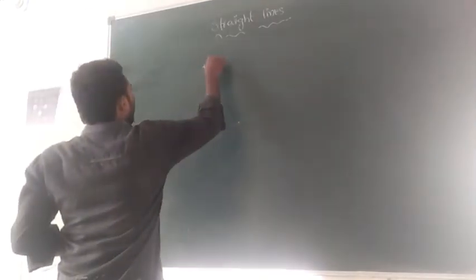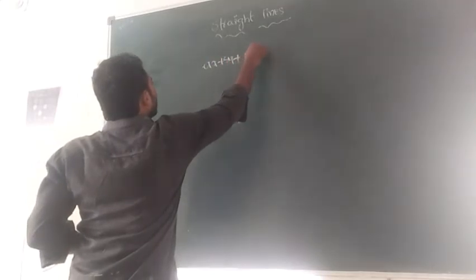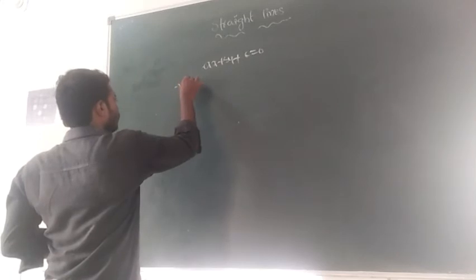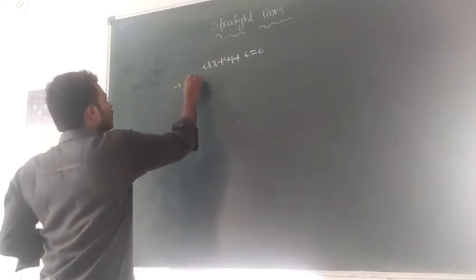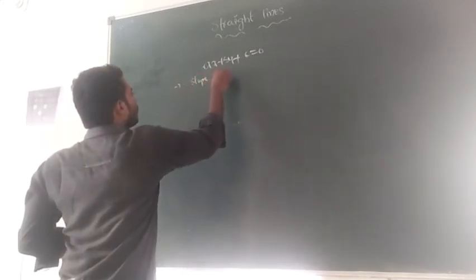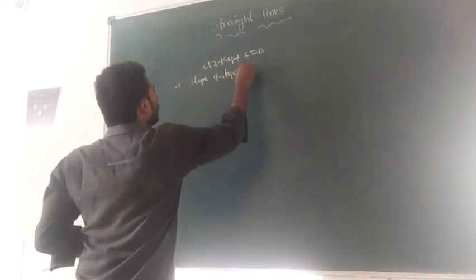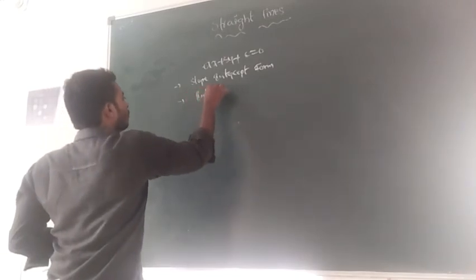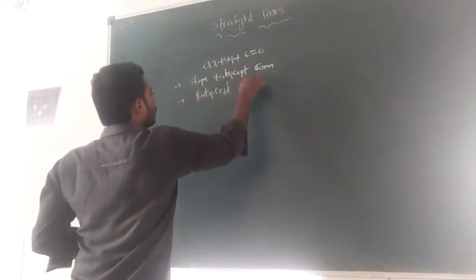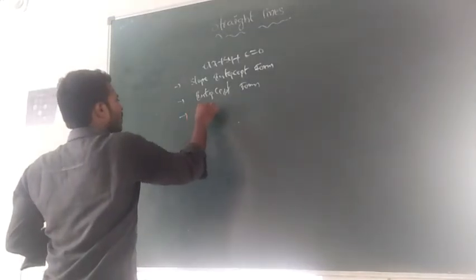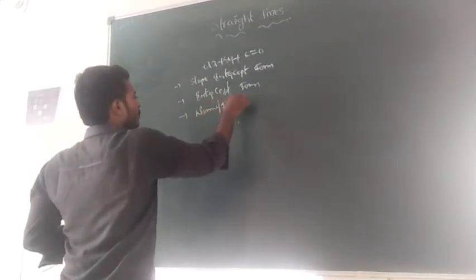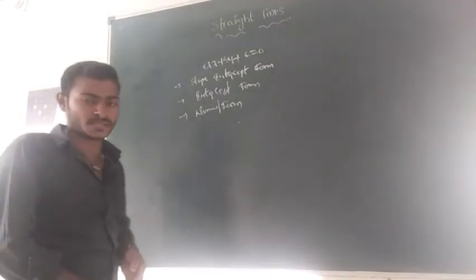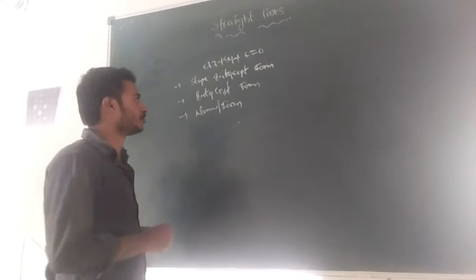ax plus by plus c equal to 0, any straight line. It converts into the slope intercept form, the intercept form, and the normal form. These straight lines can be converted into these three types. How is it converted into these three types?